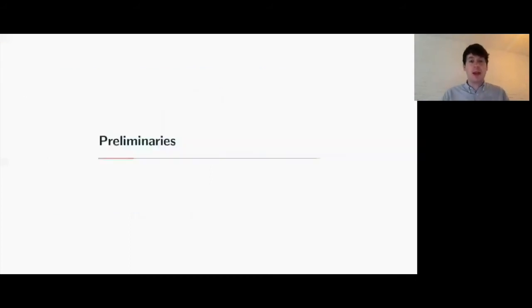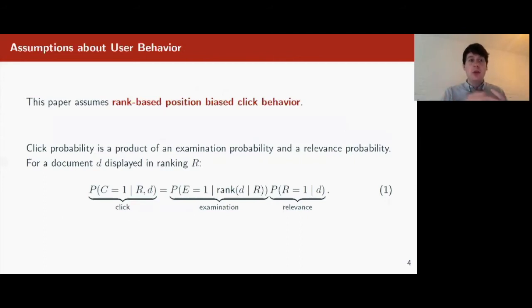All right. Before we dive into the methods, we have some preliminaries. We make one assumption in this paper on which we base the theory. That's rank-based position biased click behavior. That means that we assume there is position bias in these clicks, but it's rank-based.